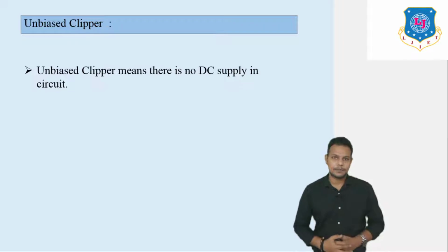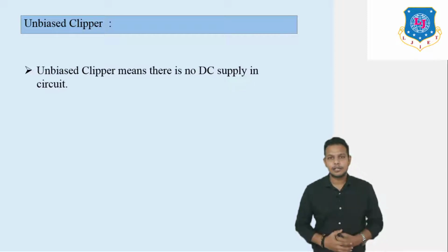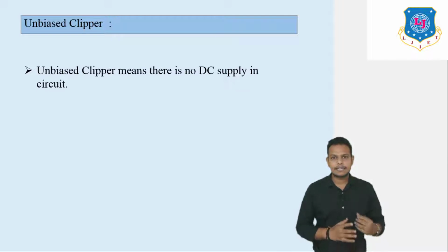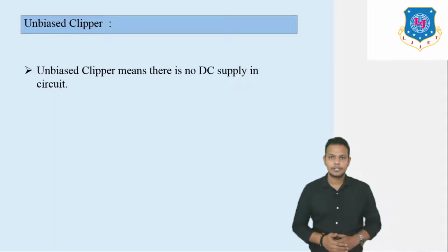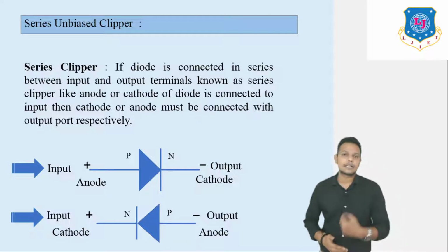Now, what is an unbiased clipper? Unbiased means that if there is no DC supply connected in the circuit diagram, it is known as unbiased. That means you are going to connect only an AC input signal, and according to that input signal you will get an AC output waveform. Here we are not applying any battery in this circuit diagram, so it is known as an unbiased clipper. Now let's start with our first topic, the series unbiased clipper.